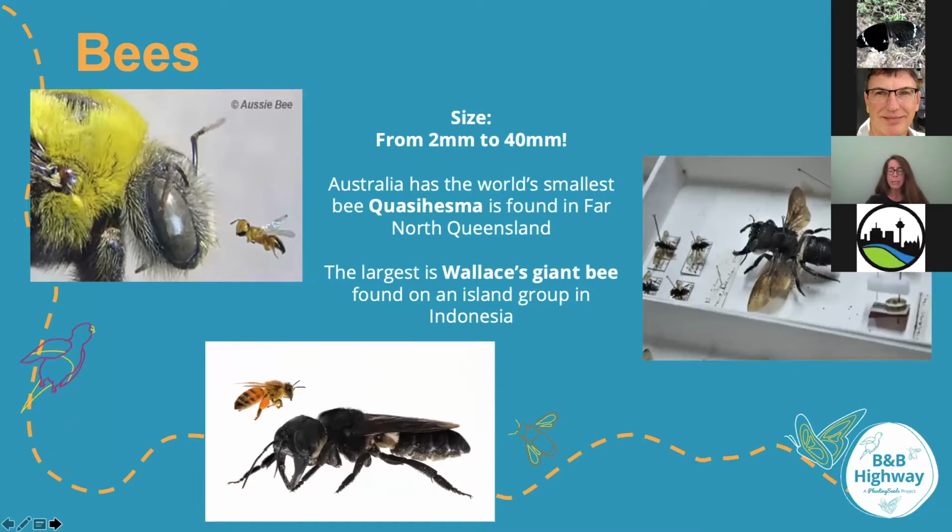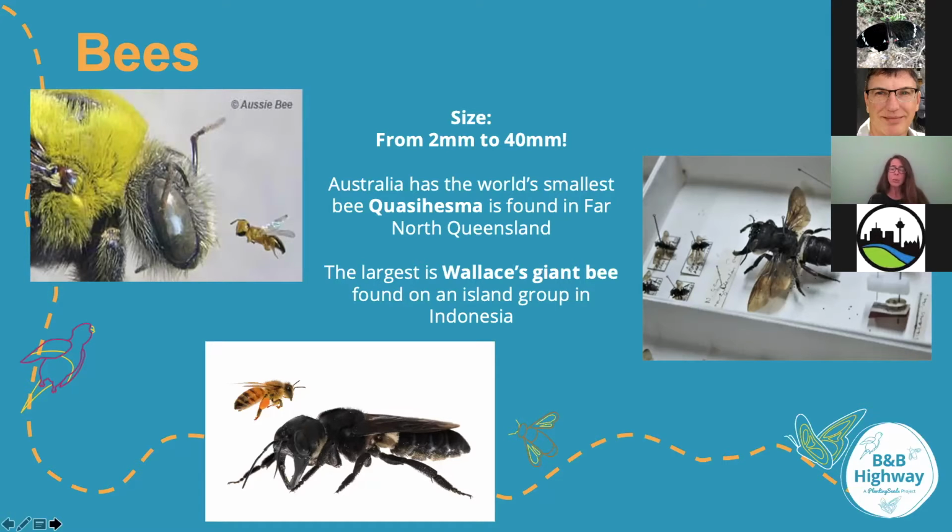When we look at bees more closely, there's an incredible variety of bees around the world. They can range in size from 2 millimeters to 40 millimeters. And I thought it would be really interesting for you to see the difference between the largest in the world and the smallest in the world. The one up on the top left there is the smallest bee. It's a tricky name, the Quasihesma bee, which is actually found in North Queensland. So that's amazing. And they're really very, very tiny, 2 millimeters long.